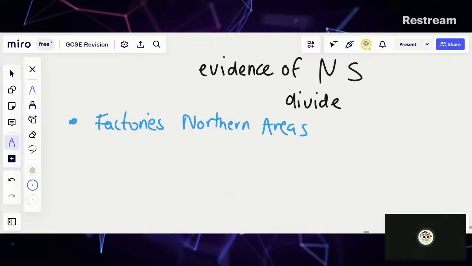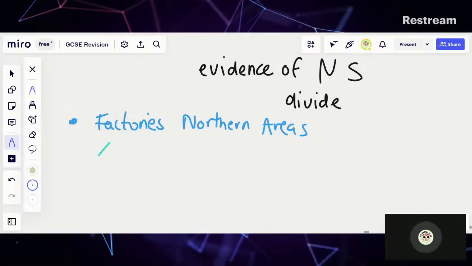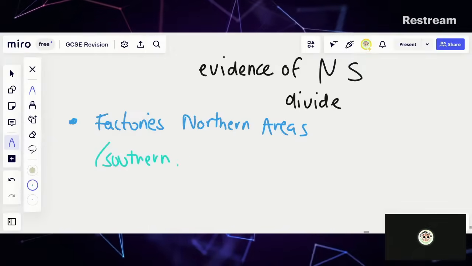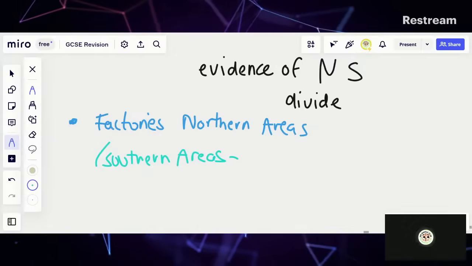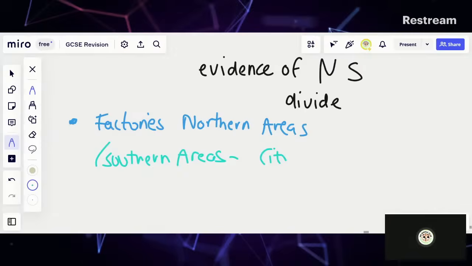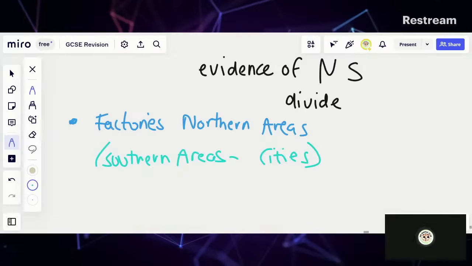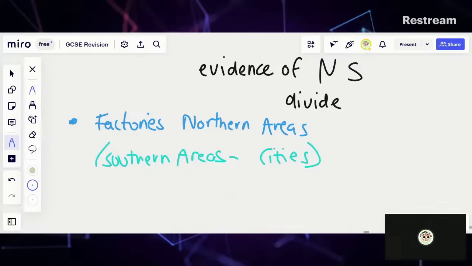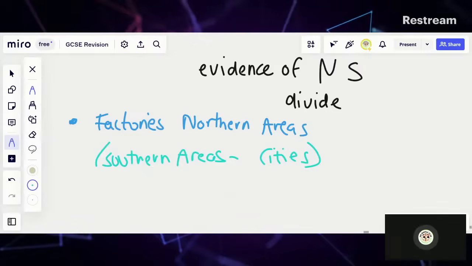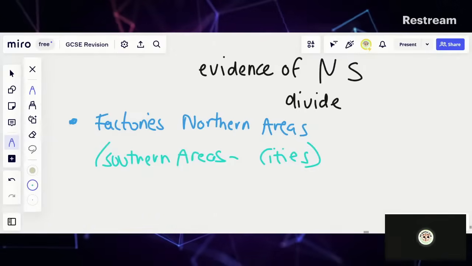The reason why was because in the southern areas, there was no space for the factories because they tended to be mostly cities. And they also thought that factories were quite unattractive. So they should be moved to the northern areas where there's already quite lots of nice, attractive areas. So it won't look too horrible. Whereas in the city, it's already quite populated.